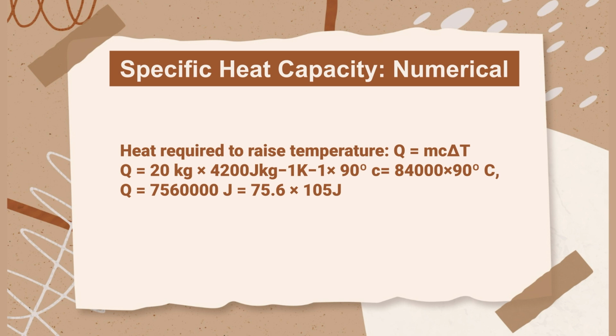M is 20 kg, C is equal to 4200 joules per kg per Kelvin, and delta T is 90 degree. So basically we will get about 75,60,000 joules, which is equal to 75.6 into 10 raised to the power 5 joules, would be the heat required. So now you are able to calculate yourself how much heat is required for raising the temperature of water from 10 degrees to 100 degree.